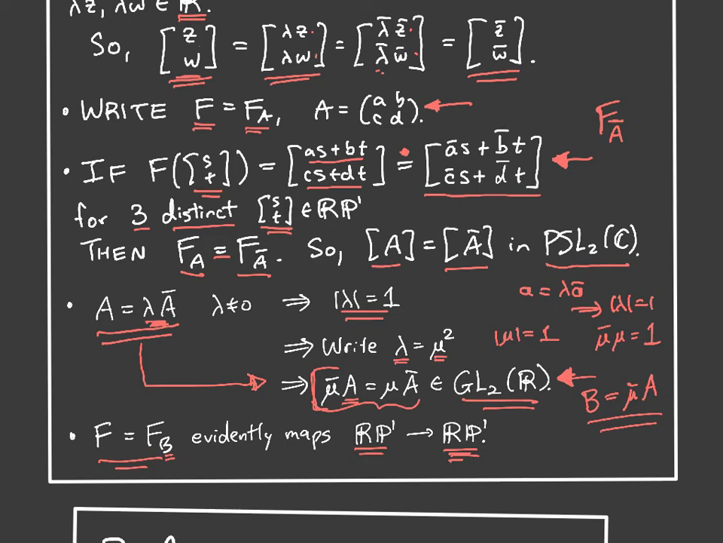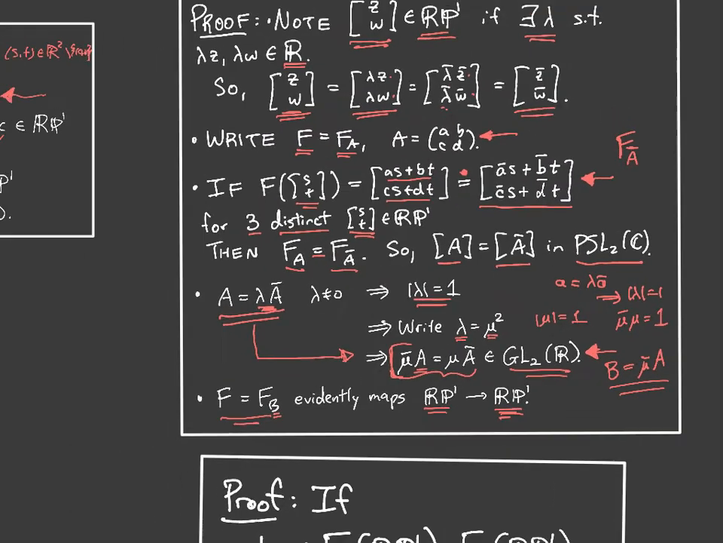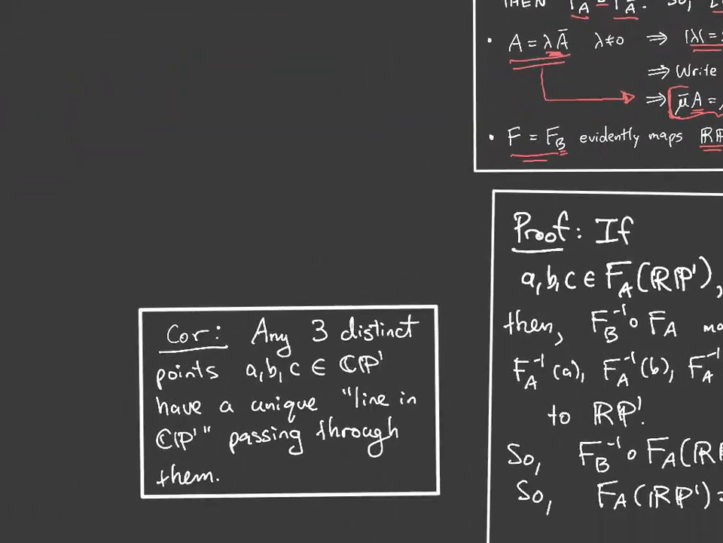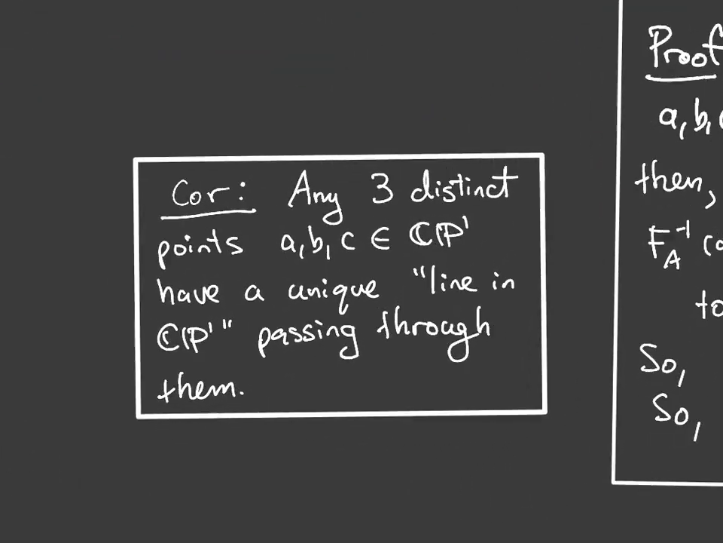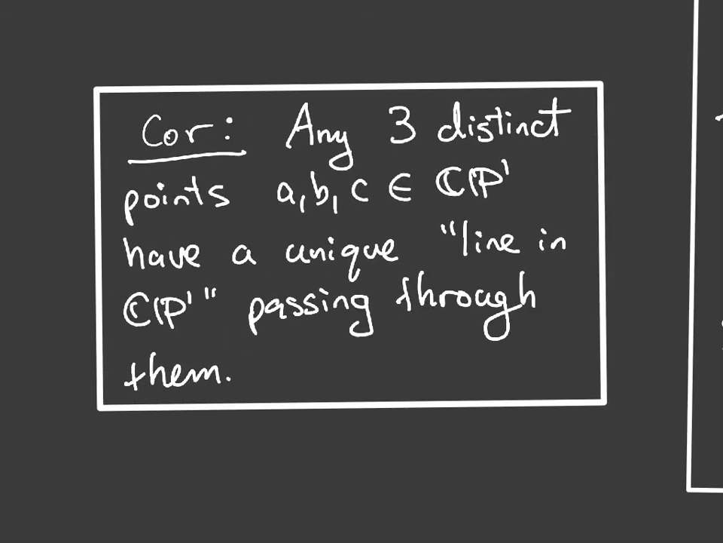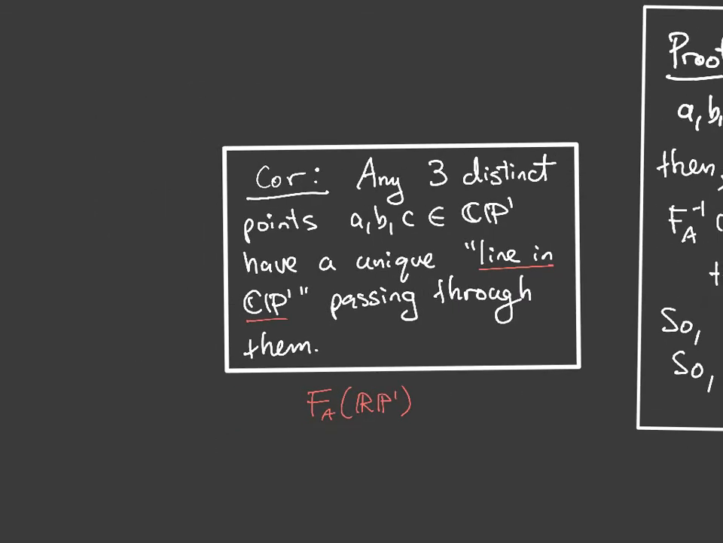Now let's look at a nice corollary of this theorem, which is something geometrically obvious, but falls out of this approach pretty nicely, so I thought I'd mention it. Any 3 distinct points a, b, c in CP1 have a unique line in CP1 passing through them, using our earlier definition for a line in CP1, namely as the image of RP1 under a fractional linear transformation. So how do you prove this from what we've done?